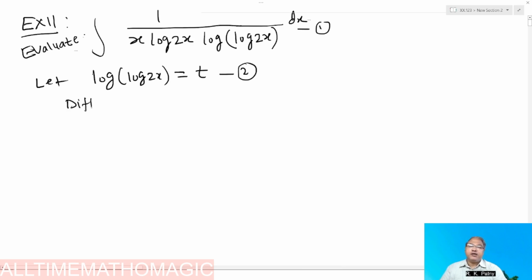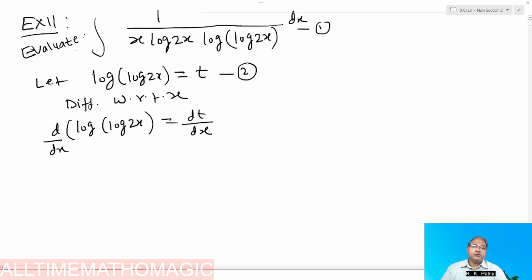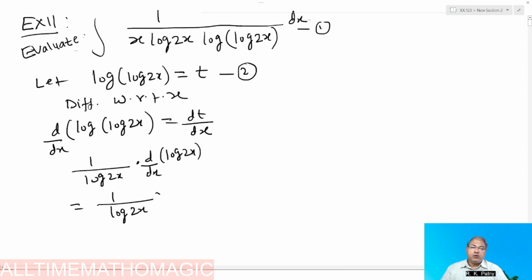Now differentiating with respect to x. So differentiation of log log 2x with respect to x equals to dt by dx. Now the derivative of log log 2x is nothing but 1 upon log 2x into differentiation of log 2x with respect to x. Here I have applied chain rule. Therefore 1 upon log 2x and derivative of log 2x is nothing but 1 upon 2x into 2, the 2 gets cancelled, is equals to dt by dx.